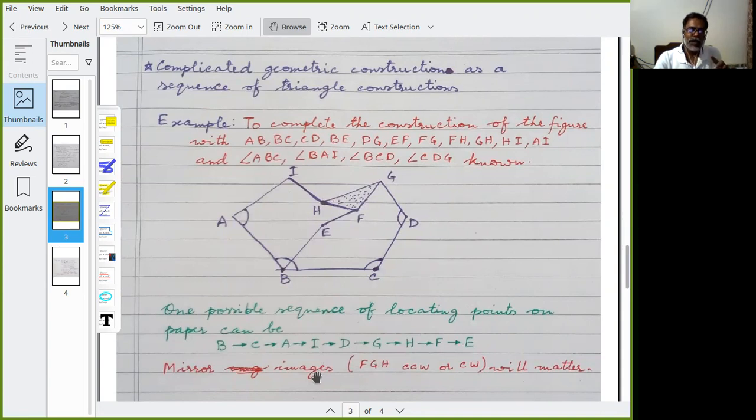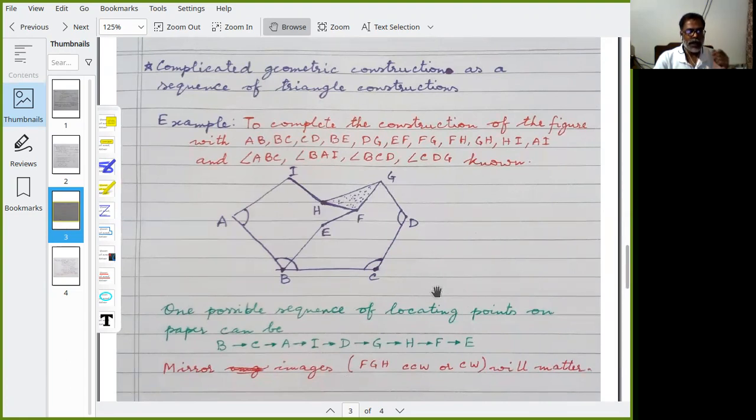And that information you will get from some extraneous consideration. So, for example, FGH, whether FGH is counterclockwise as appears in this, or clockwise, that is, if F had one on that side, then it would be clockwise FGH. So, mirror images in some cases will matter. In this case, it seems to be doing it.